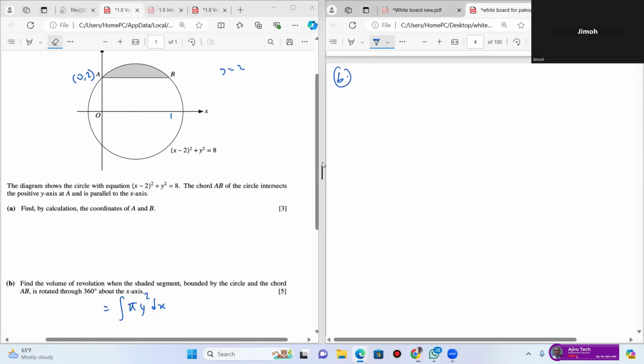Now the B part. If I have this like this, the rectangle below the shaded segment, the height from here to here is 2. The length is 4. It is just 4 times 2, which is 8.